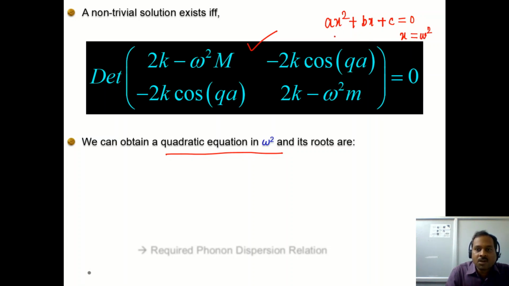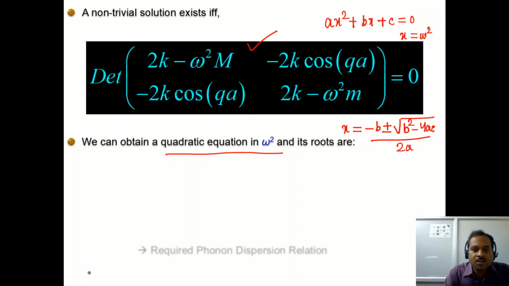So this is a quadratic equation in omega square, and these coefficients a, b, c we can get, and we know the solution for this. x will be equal to minus b plus minus root over b square minus 4ac, whole divided by 2a.